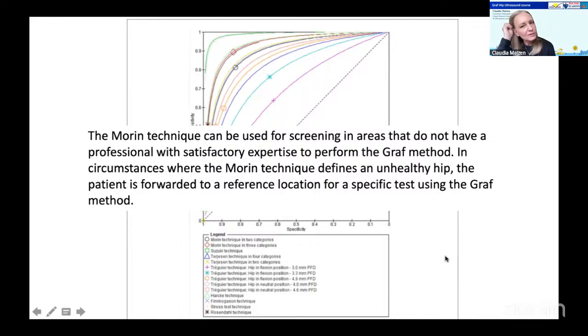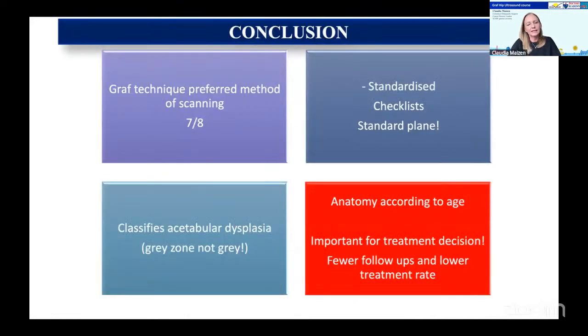So their final conclusion was that the Morin technique can be used for screening in areas that do not have a professional with satisfactory expertise to perform the Graf method. But in those circumstances where the Morin technique defines an unhealthy hip, the patient should be forwarded to a reference location for a more specific test, which is the Graf method. So in conclusion, with our systematic literature review and also taking the meta-analysis into account, the Graf technique was the preferred method in a majority of studies.